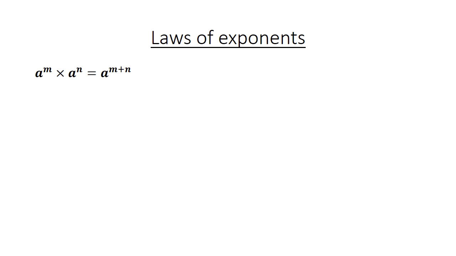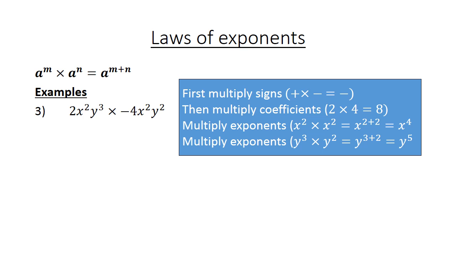More examples. 2x to the power of 2, y to the power of 3, times negative 4, x to the power of 2, y to the power of 2. First multiply signs. A positive times a negative equals a negative. 2 times 4 equals 8. X to the power of 2 times x to the power of 2 equals x to the power of 4. And y to the power of 3 times y to the power of 2 equals y to the power of 5.